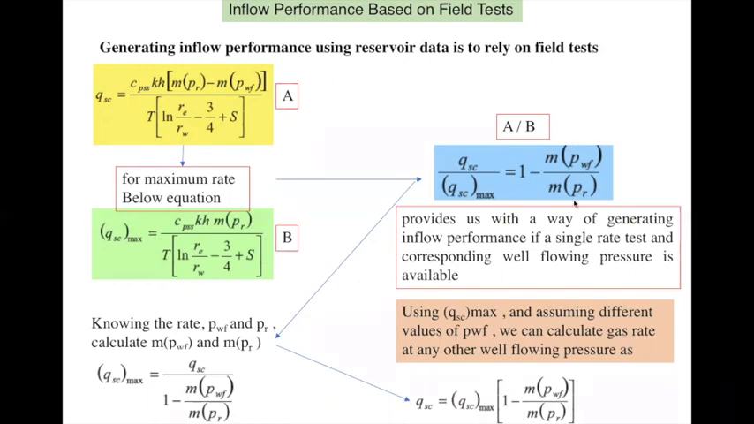Now this equation has come assuming that the well is producing at maximum rate, where MPWF is 0. So we got this equation. Now further you see that QSC max is calculated by having this form of equation. Now, if MPWF and QSC are known somehow, this is called a single point test.